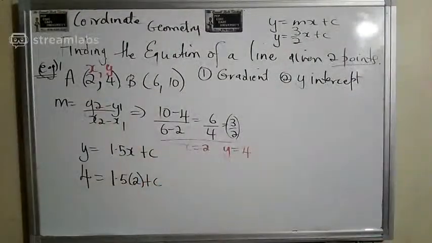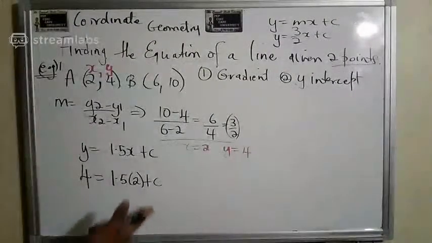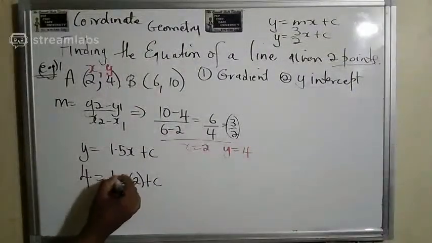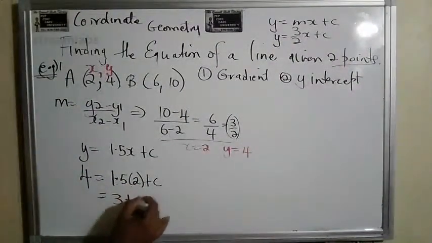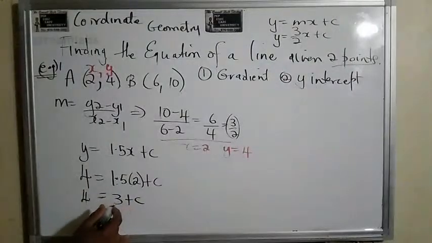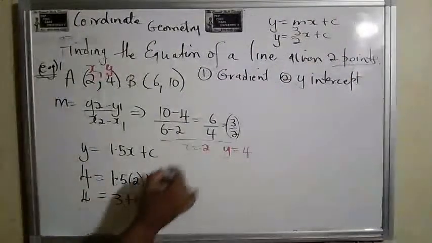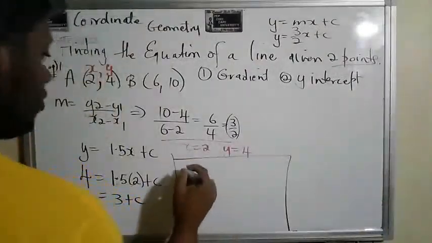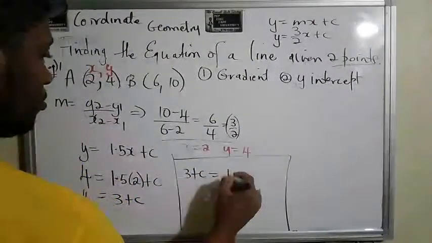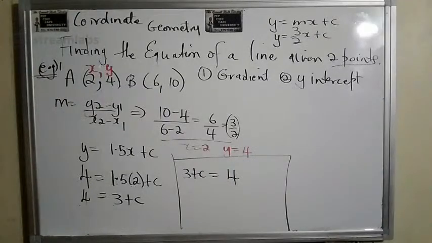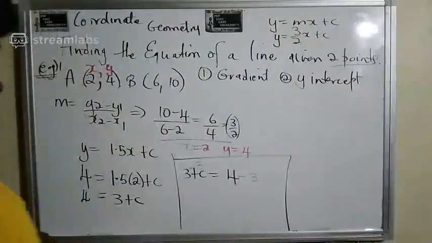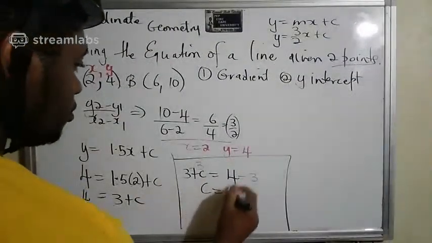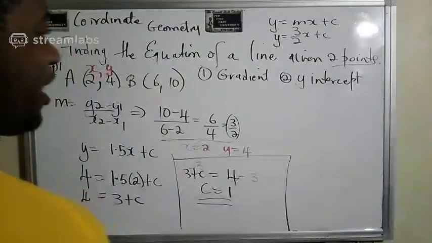How many times on my channel have we done linear equations? Many times, and everybody's supposed to be able to solve this. So 2 times 1.5 is 3, plus c is equal to 4. So 3 plus what gives you 4? We subtract 3 from both sides. You have to show working, otherwise you're failing. So 4 minus 3 is 1. So the y-intercept is 1.